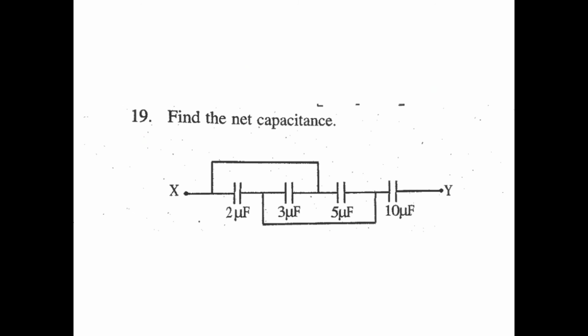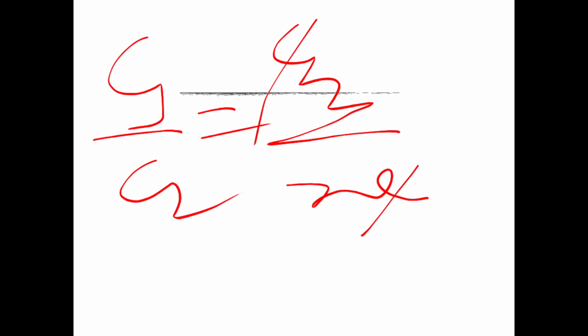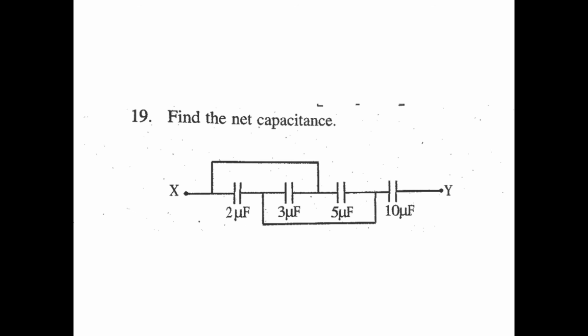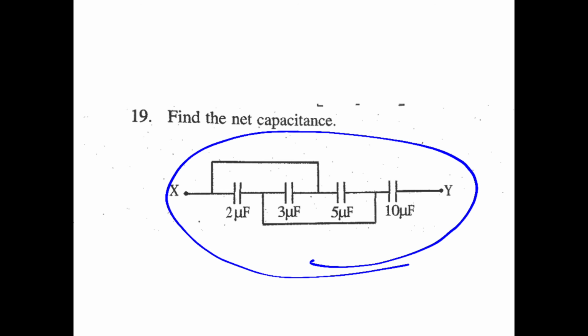Next, find the net capacitance. Here we have to find the net capacitance. Please see carefully here. If this is positive, negative, positive, negative, positive, negative. Here positive is connected towards the... this figure can be written like this.